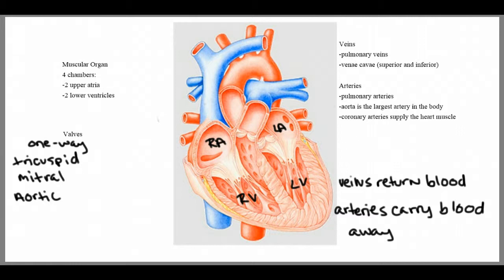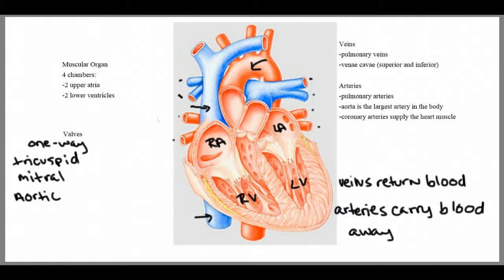I'm going to point out some important veins and arteries of the heart. This is the superior portion of the vena cava, and this is the inferior portion. These are the pulmonary veins, and this is the aorta, the largest artery in the body. And these are the pulmonary arteries.